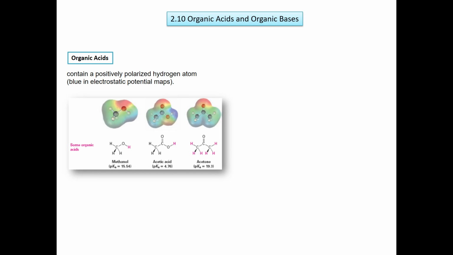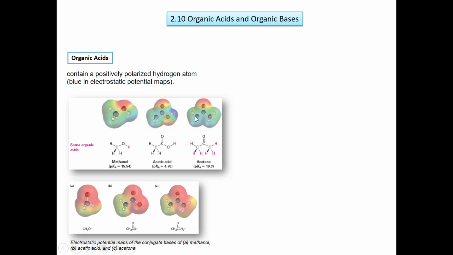Among organic acids, we have several, like methanol, whose pKa is around 15; acetic acid, whose pKa is around 4; and acetone, whose pKa is around 20. That means this is the most acidic, this is the second most acidic, and this is the least acidic.